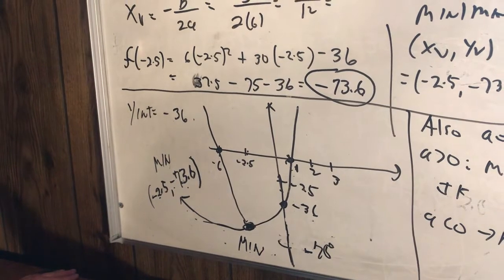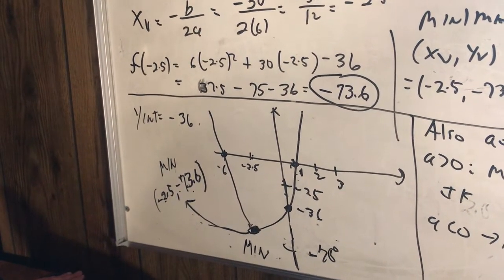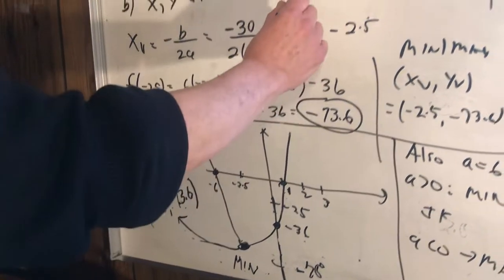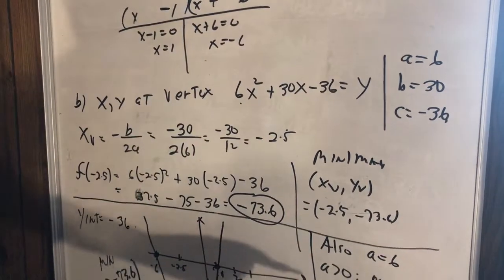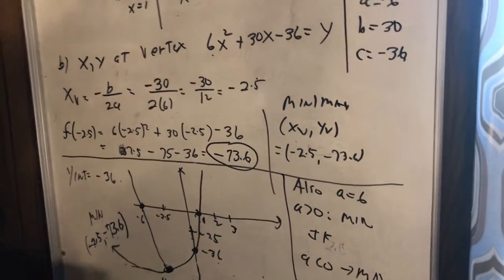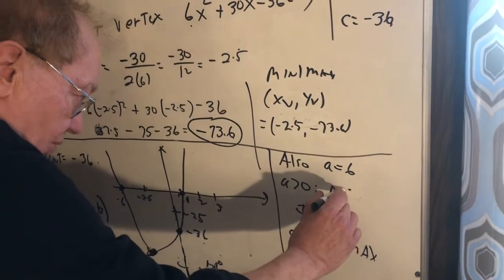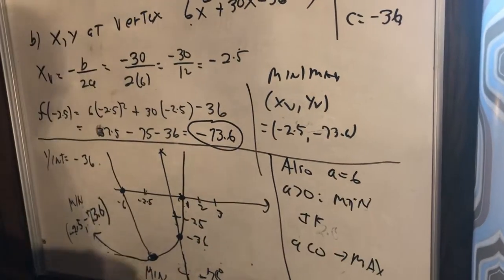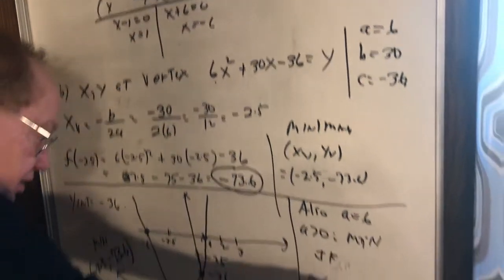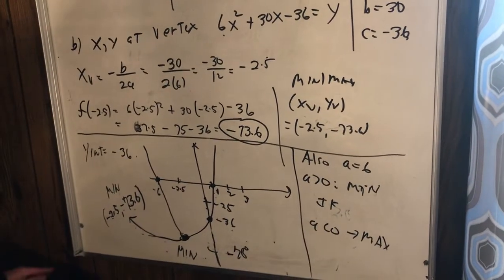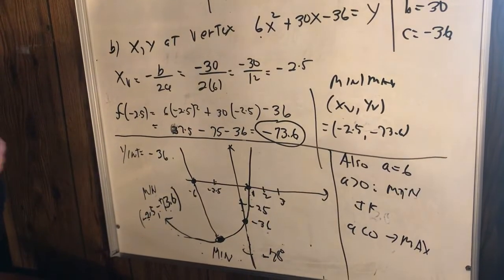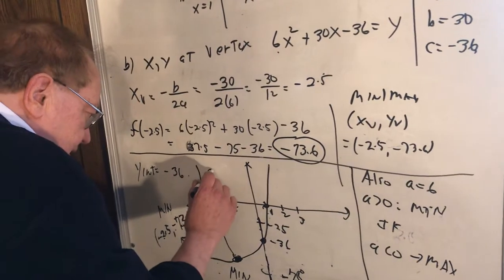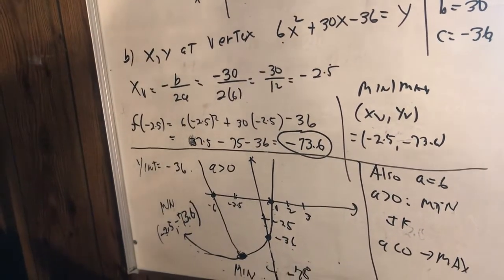So the graph actually gives you a minimum point. And you could have told that from here, because your A is greater than 0. That always says you're going to have a minimum when you have a quadratic. If this was less than 0, you would have a maximum. Here, A is greater than 0, so we can put down here, A is greater than 0. So we have a minimum.